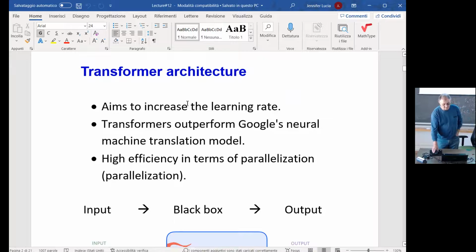So why is it called the transformer? Because the aim is to increase the learning rate, and really it is 3 times faster than the usual Google Translator used before. And now Google has adopted this new technology. By the way, it was elaborated by a person who worked at Google.